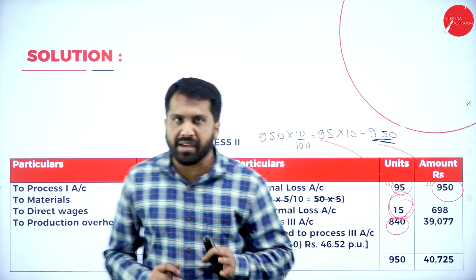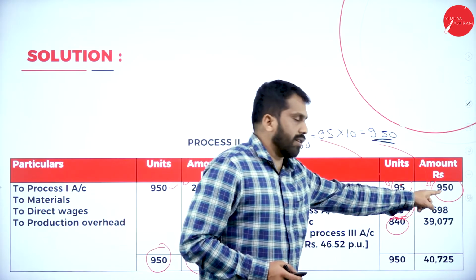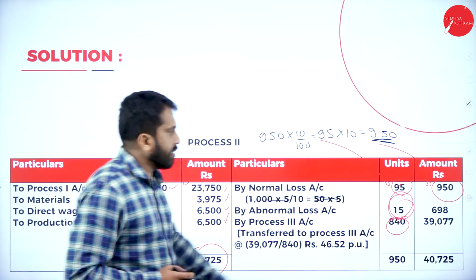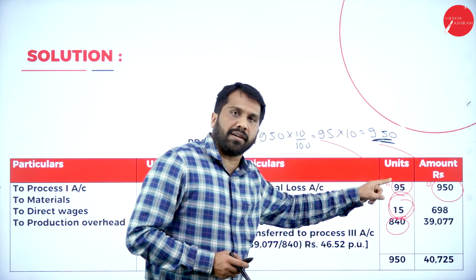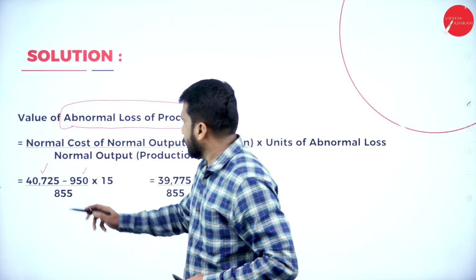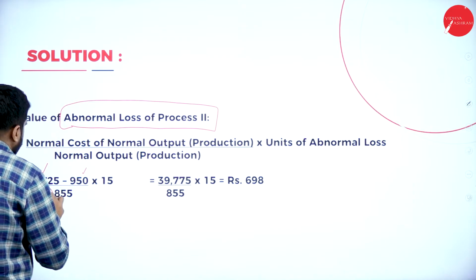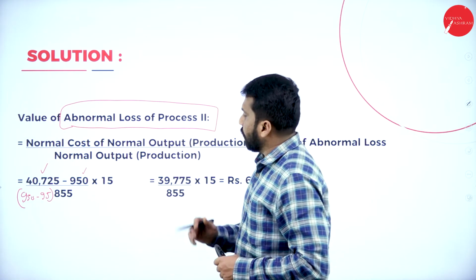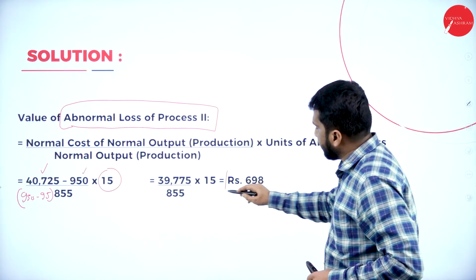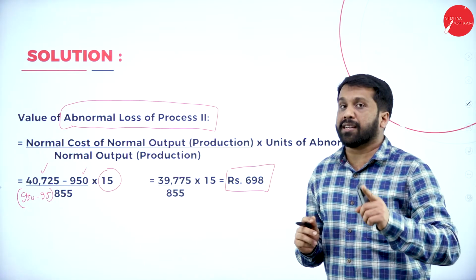Clear? Once again I'll repeat. What is the formula? Total amount minus your 950, total units minus your 95. Hope you are clear. Total amount minus 950. So this one is 950 minus 95, 855. It is 855. What is your normal loss? 15. Multiply, how much will you get? 698. Next session, I will work out the problem, then you will understand better.